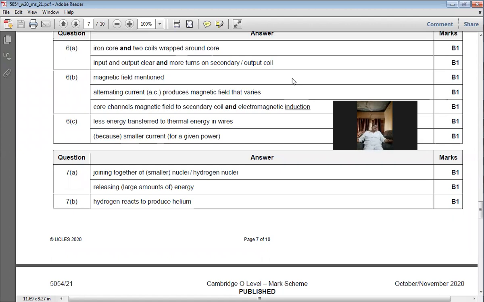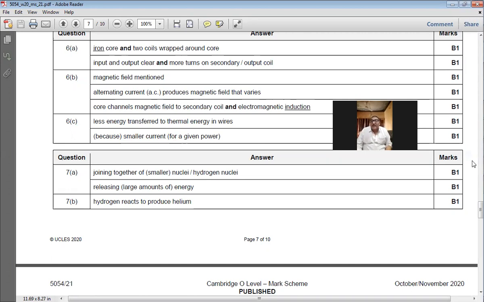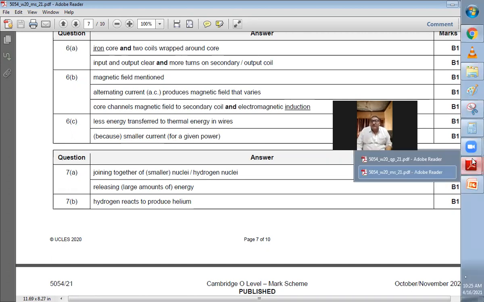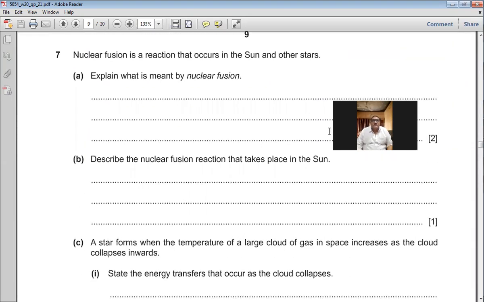Question number 6C part, it's a 2-mark question. Less energy is transferred to thermal energy in the wires because of smaller current for a given power. So I hope that you have understood, and let's move to the next question. This C part is very famous, and the operation of the transformer, the principle by which the transformer operates, is also a very important question. So my dear students, let's move to the next question.